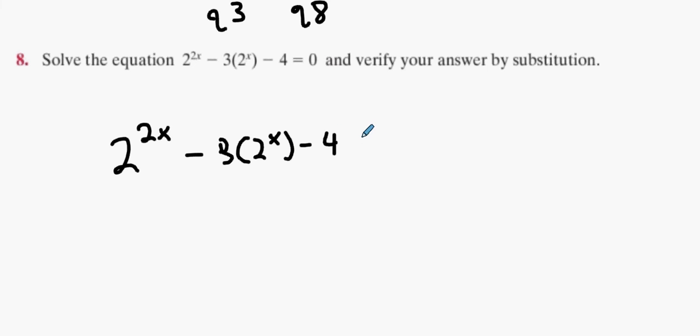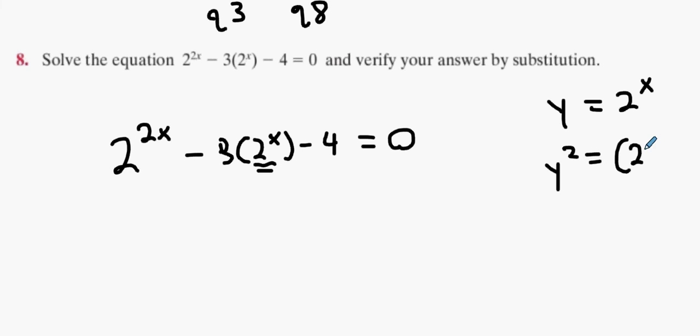Alright. Now unfortunately this is a learn off by heart, alright? So, think of a letter. Pick any letter that's not currently in use. Charlie's picking Y. Y equals 2 to the power of x. You cool with that? Square both sides. What happens? Y squared equals 2 to the power of x to the power of 2.